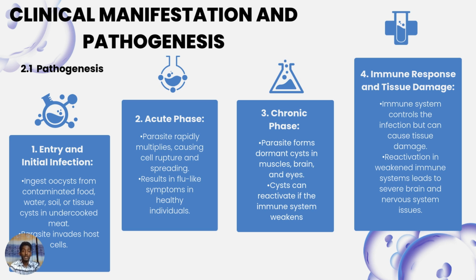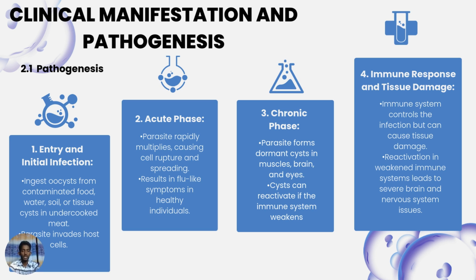As I mentioned before, when humans consume contaminated food, they ingest a specific form of the parasite, the oocyst. If they ingest the oocyst in the contaminated food, that's how it enters a person's body. And once this parasite enters the person's body, it starts to invade the cells, mainly in the organs of the eyes, brain, and muscles. Now, in the acute phase, this parasite rapidly multiplies and causes cell rupture and spreads to other parts of the body. Then this results in flu-like symptoms, right?